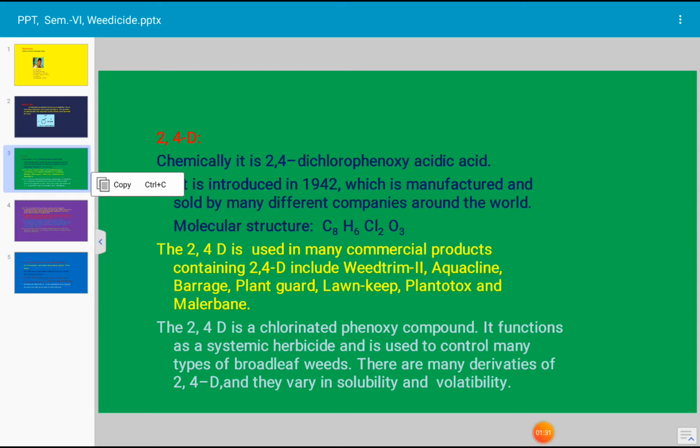2,4-D is a chlorinated phenoxy compound. It functions as a synthetic herbicide, and it is used to control many types of broadleaf weeds. There are many derivatives of 2,4-D and they vary in solubility and volatility.